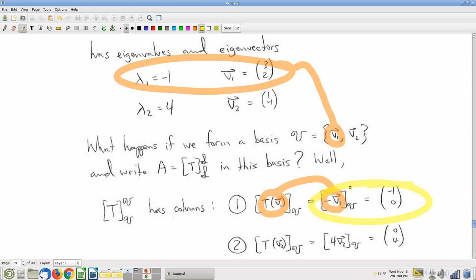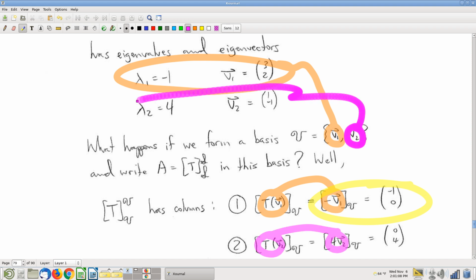Analogously, what is T of V2? Well, T of V2 is 4V2 because V2 is an eigenvector. What does this linear transformation do to V2? It does what the eigenvalue says. It multiplies it by 4.